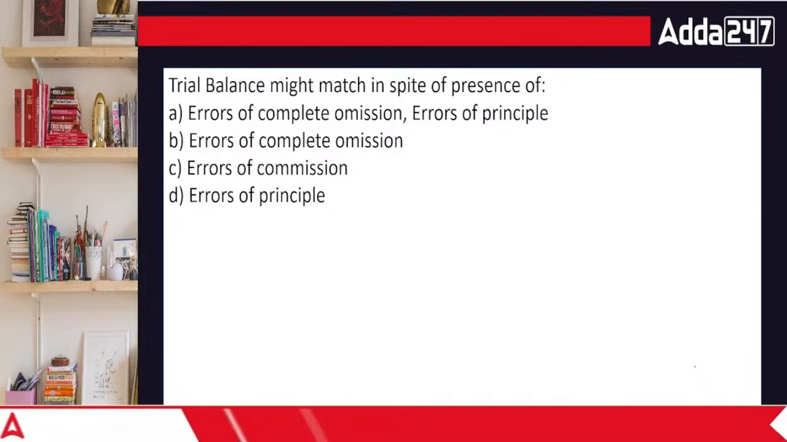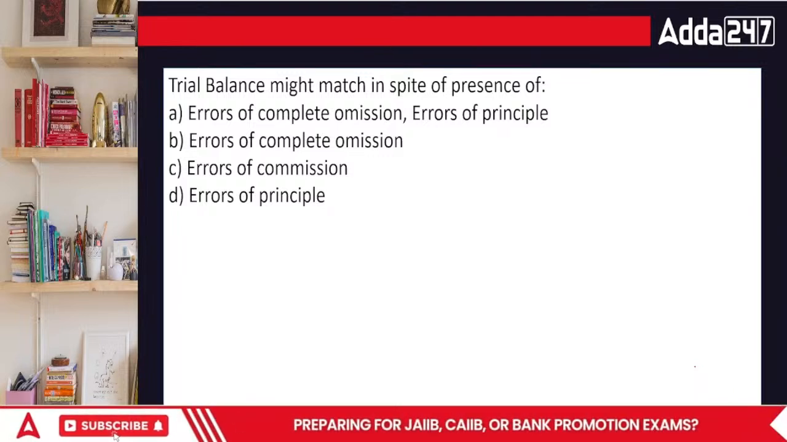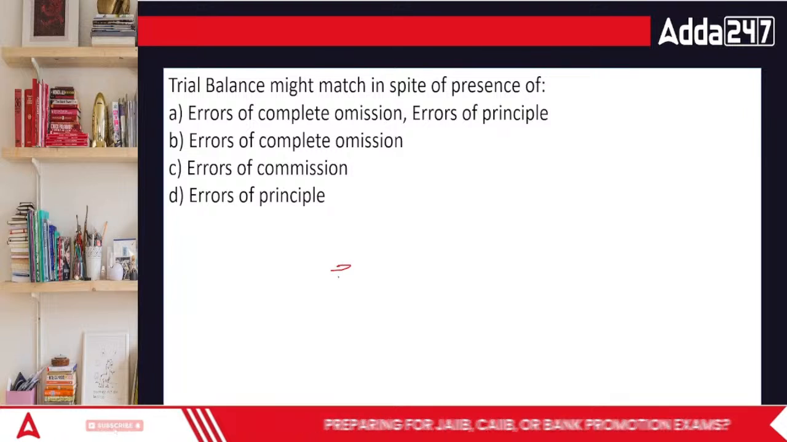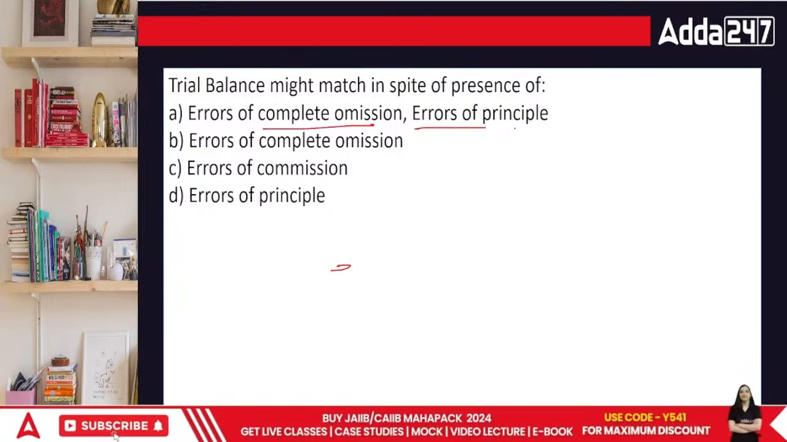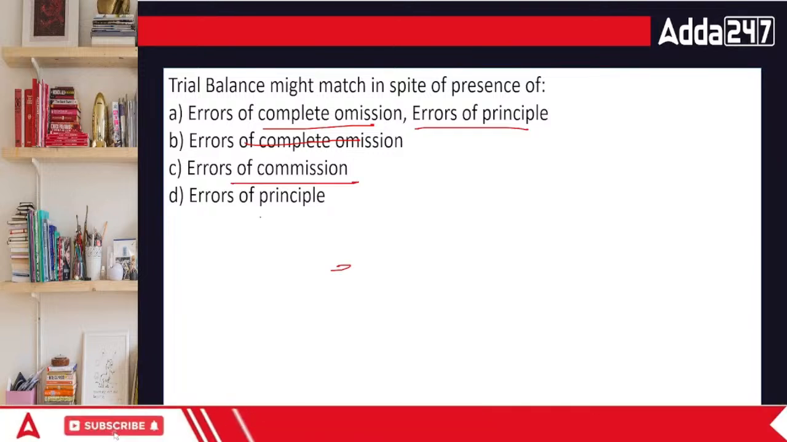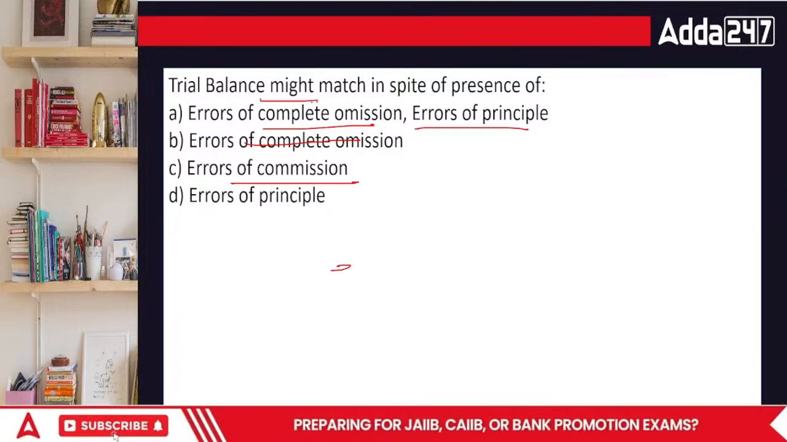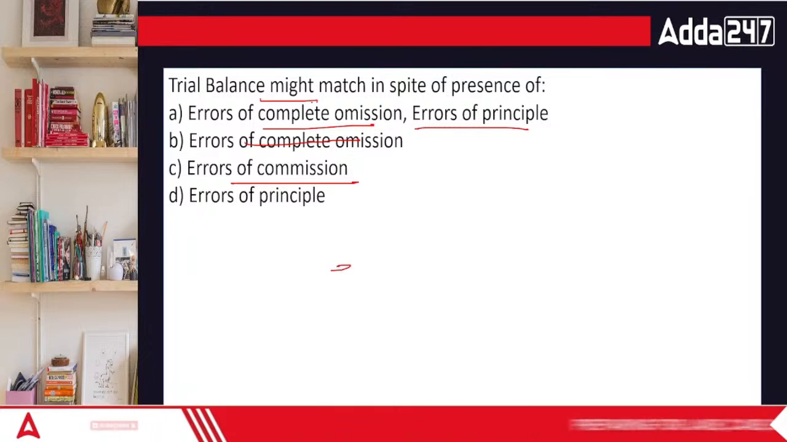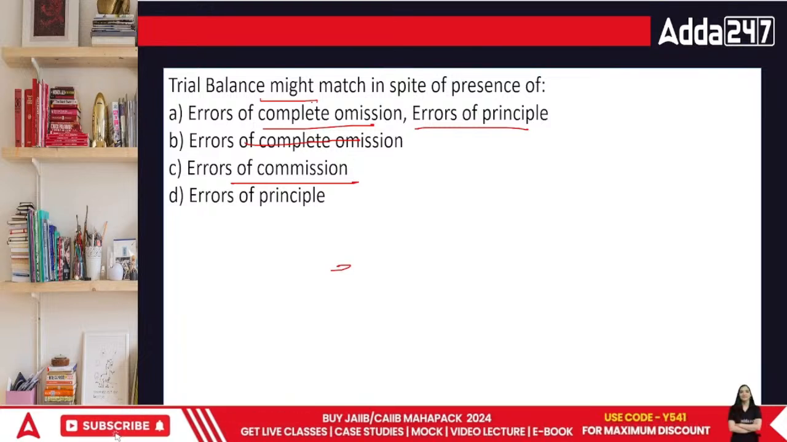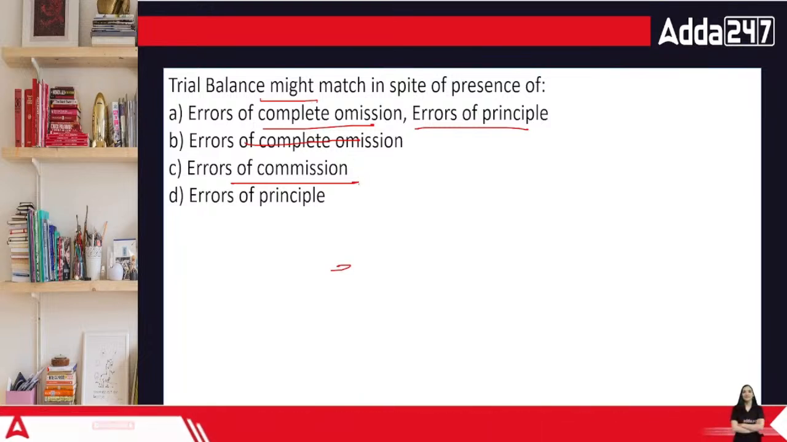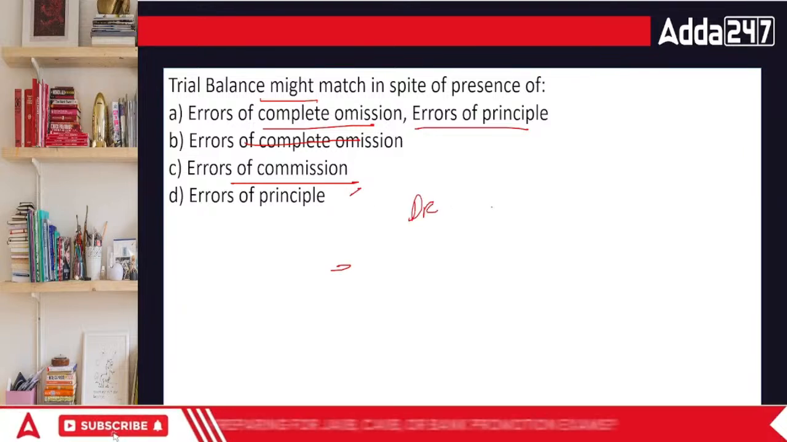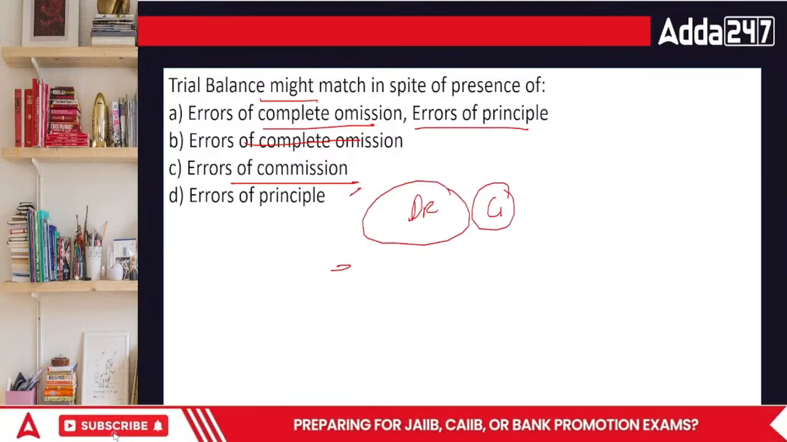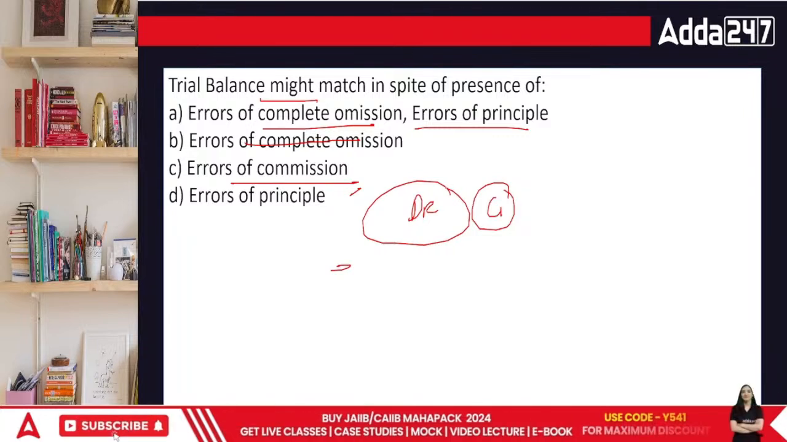Trial balance might match in spite of the presence of error of complete omission, error of commission, or error of principal. The trial balance will match. In terms of complete omission, it will definitely match because I forgot to note something in terms of debit as well as the credit side. So technically, I would say complete omission is a part of it. Now the point is complete omission is given in A and B.